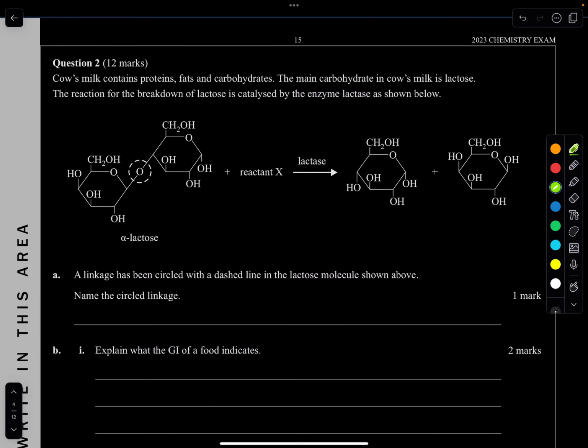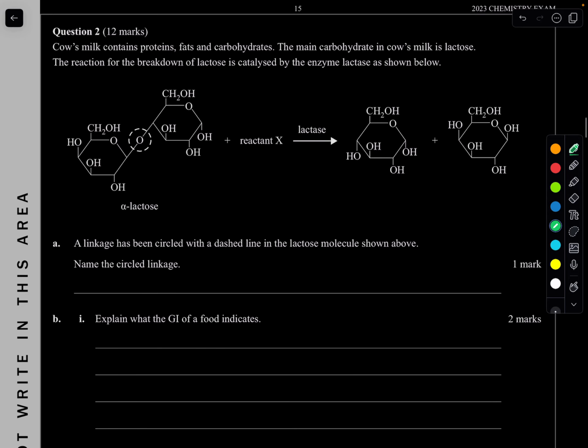Question 2. Let's move on to the next question. Cow's milk contains proteins, fats, and carbohydrates. The main carbohydrate in cow's milk is lactose, of course. The reaction for the breakdown of lactose is catalyzed by an enzyme called lactase, and shown below. We have alpha lactose, and it's broken down, and we get this. A linkage has been circled with a dashed line in the lactose molecule shown above. Name the circled linkage.